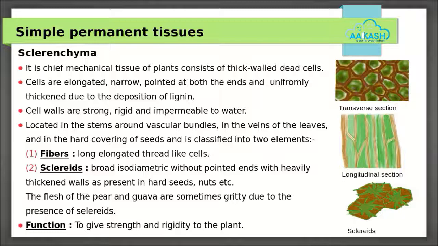They are located in the stems around vascular bundles, in the veins of the leaves and in the hardening cover of seeds, and is classified into two elements: fibers and sclerites. Function: to give strength and rigidity to the plant.